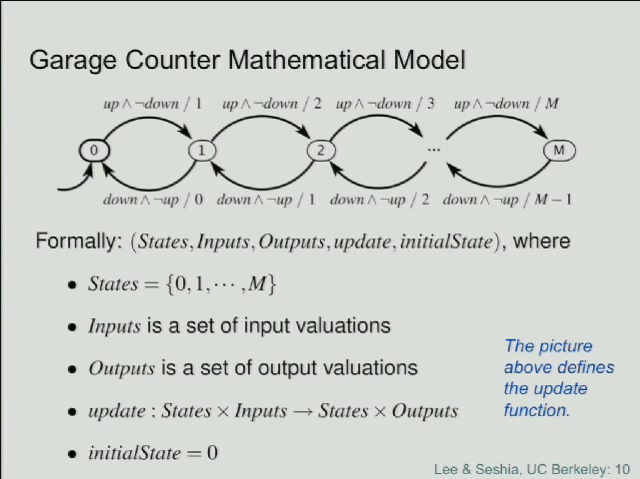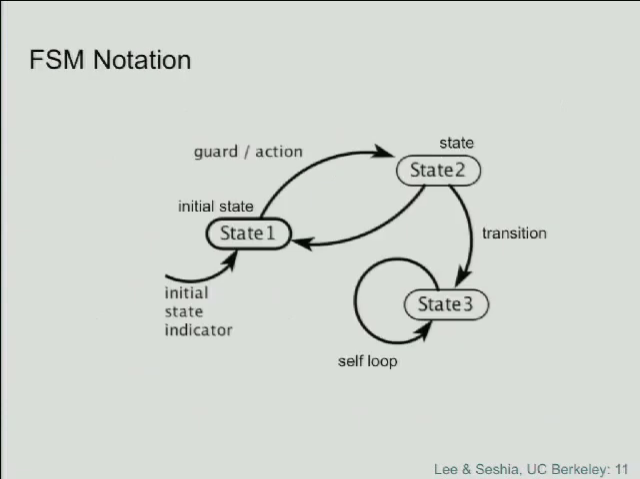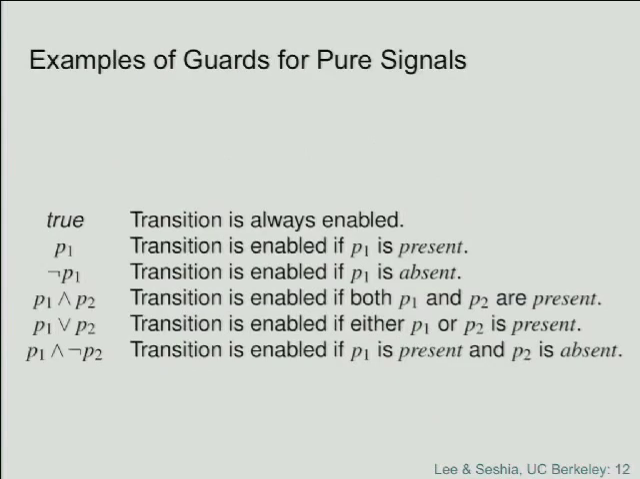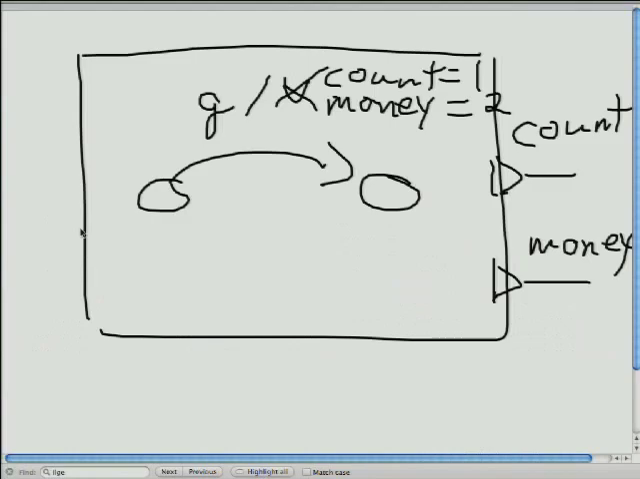So the state machine notation looks like that we're going to be using. The guards are predicates. They look like this. This is for pure signals. So if we have a guard that is true, that means that transition is always enabled. If we have a state machine model similar to what I just showed you that happens to have a transition like this, how long do we spend in this state?